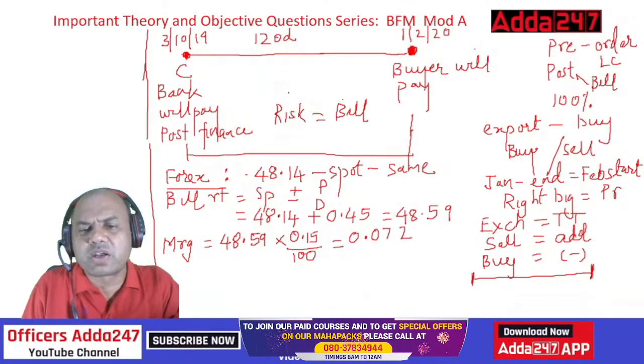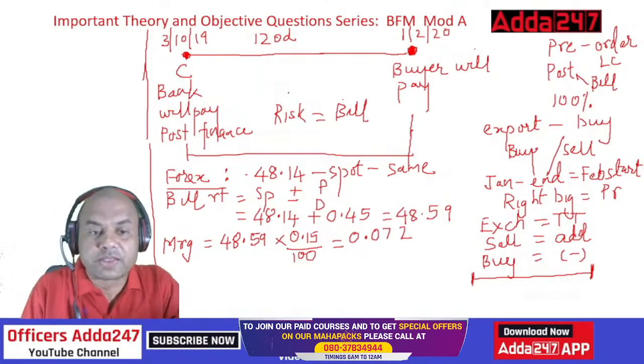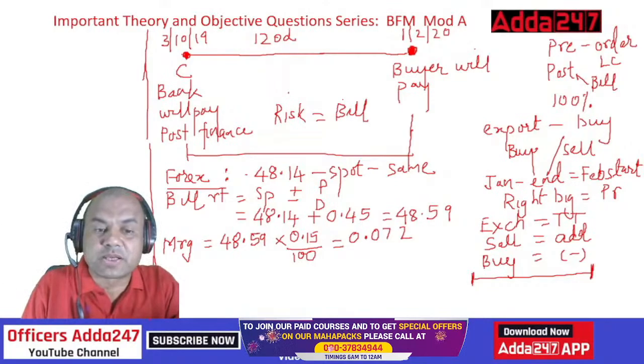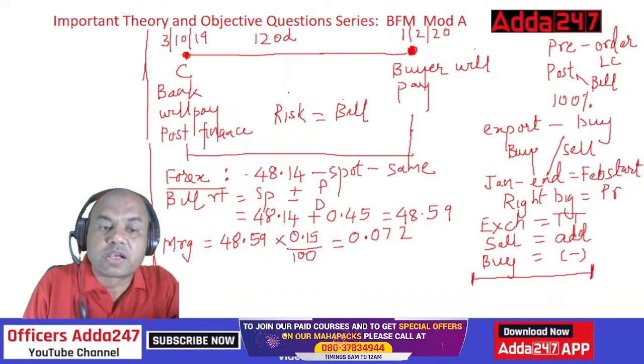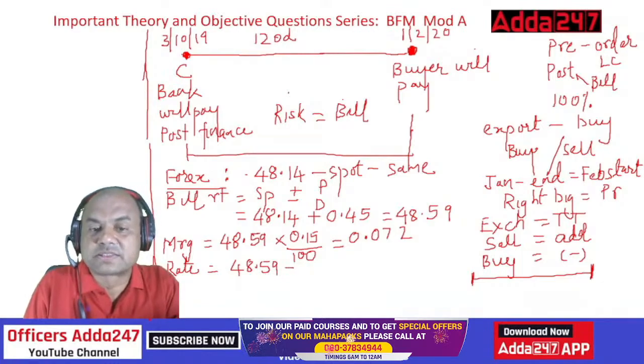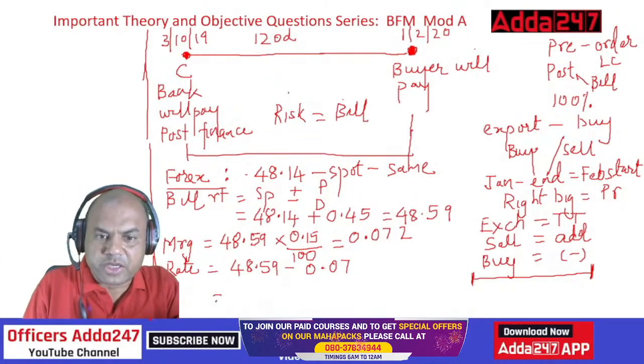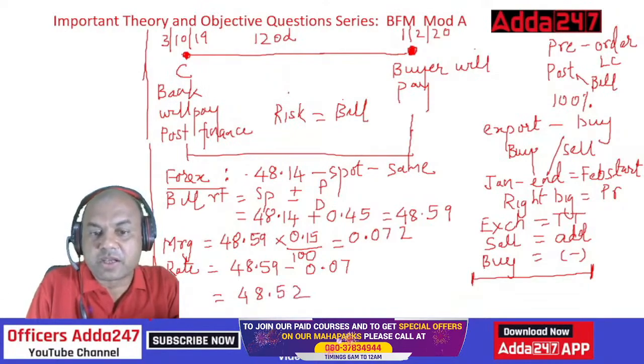0.072. If you don't write 2, then also it's okay. So what is my final rate then? My final rate equals, see here, exchange margin I have to subtract, right? So rate equals 48.59 minus 0.07. Let's take it this much only. Okay, forget this 2. So it is 48.52. So this is my rate.